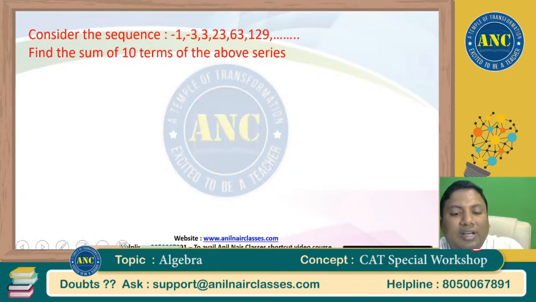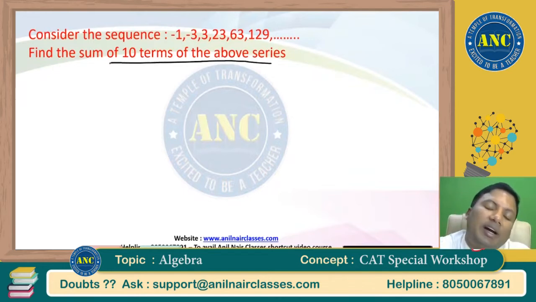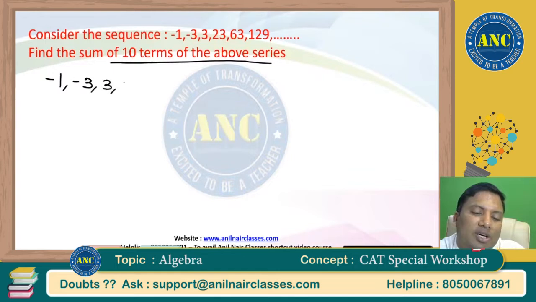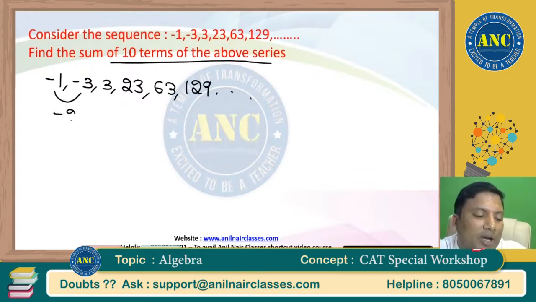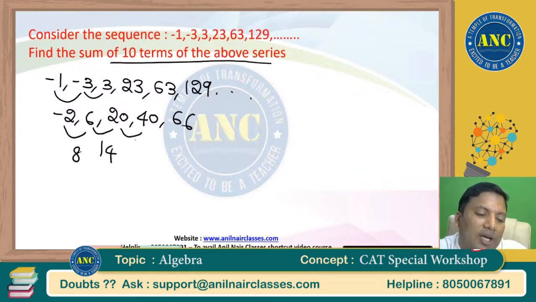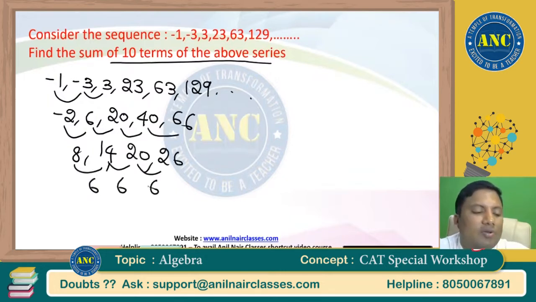Find the sum of 10 terms of the above series. 10 terms or 20 terms, any number of terms, if the difference is constant, you can do it. Minus 1, minus 3, 3, 23, 63, 129. See here, the differences are minus 2, 6, 20, 40, 66, then 8, 14, 20, 26, and then 6, 6, 6.